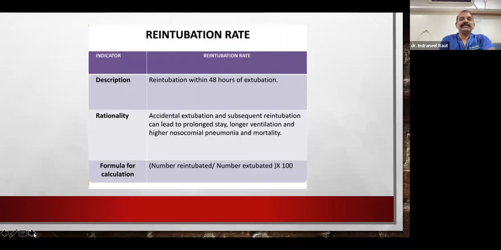Okay, coming to the reintubation rate. Again, it applies to the ICU strongly. Reintubation within 48 hours of extubation is an important indicator of morbidity or even mortality sometimes. It can be accidental, or it can be elective, in the sense that we had asked for an extubation and probably our judgment went wrong or something new occurred and the patient had to be reintubated. So the number of reintubations upon the number of patients extubated into 100 is the reintubation rate.